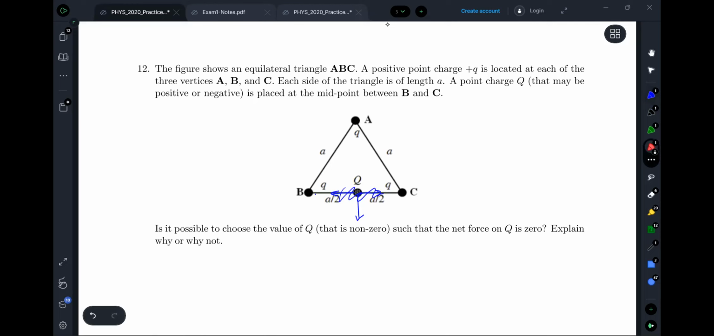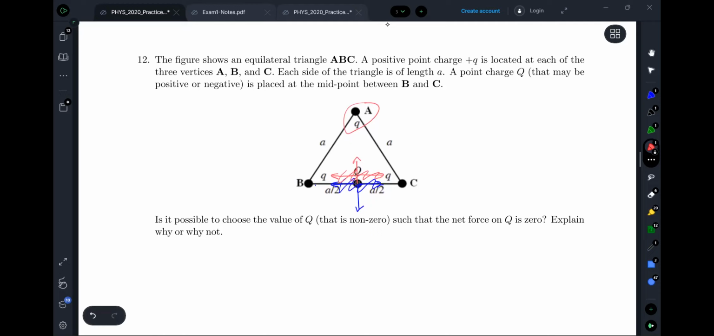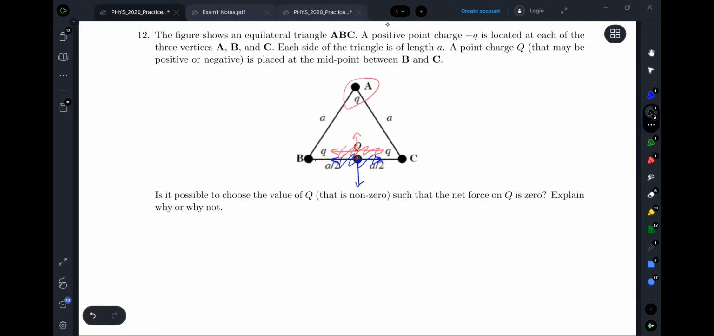If we had negative charge for Q, then nothing really changes. It's just that now it's attracted by this one over here. So instead of this vector, we have this one pointing towards it, and then it's attracted towards C. But those still cancel each other out, and then we're left with it being attracted by the one up there. So you're always left with the force due to the charge at A, and there's nothing to balance it.